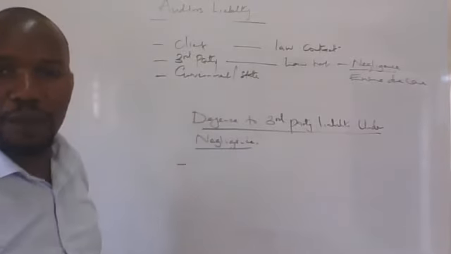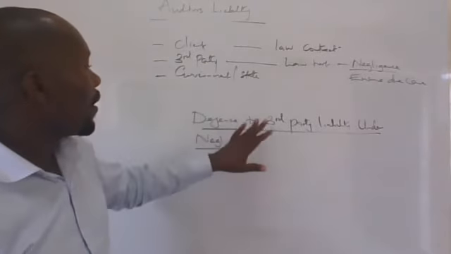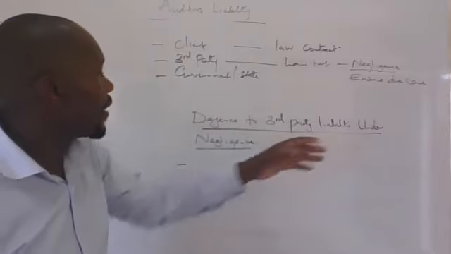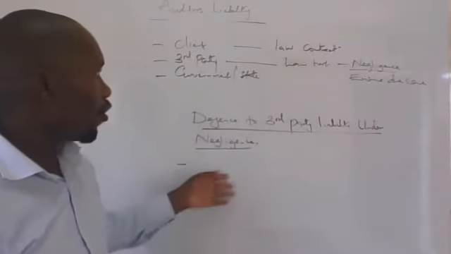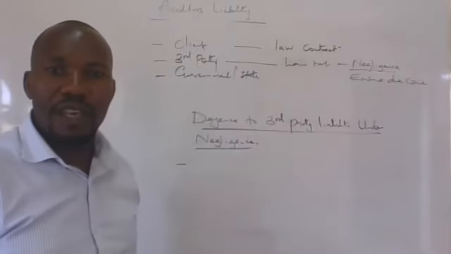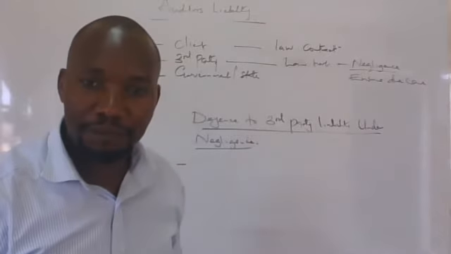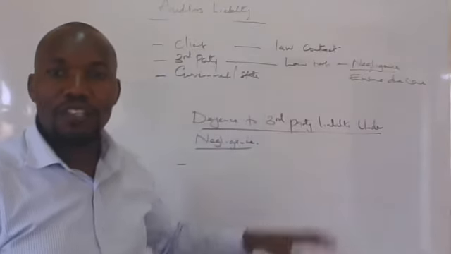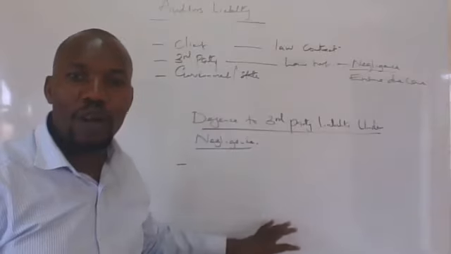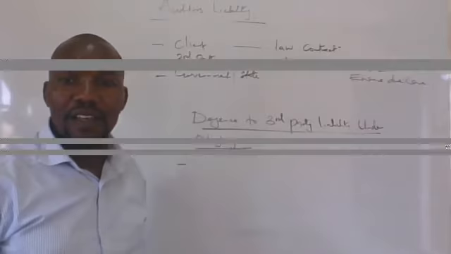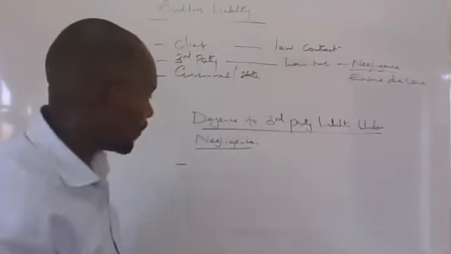This one is very simple. Defense to third-party liability under negligence or law of tort. The auditor can actually excuse himself and say, number one, the conditions that we stated earlier were not existing. There was no duty of care.